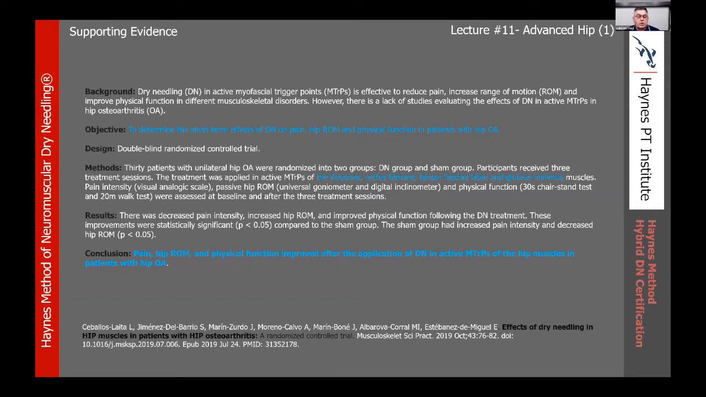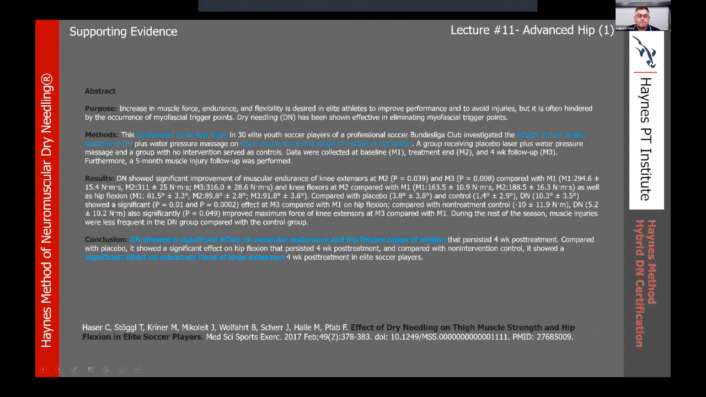The conclusion of the study was that pain, hip range of motion, and physical function improved after the application of dry needling. Again, they looked at trigger points of the hip muscles in patients with OA. And that came out in 2019.